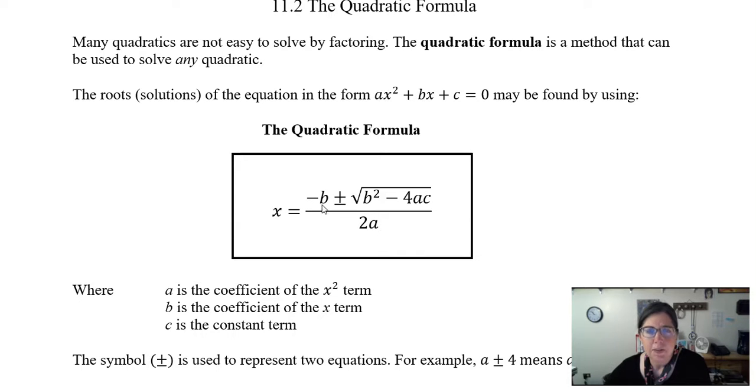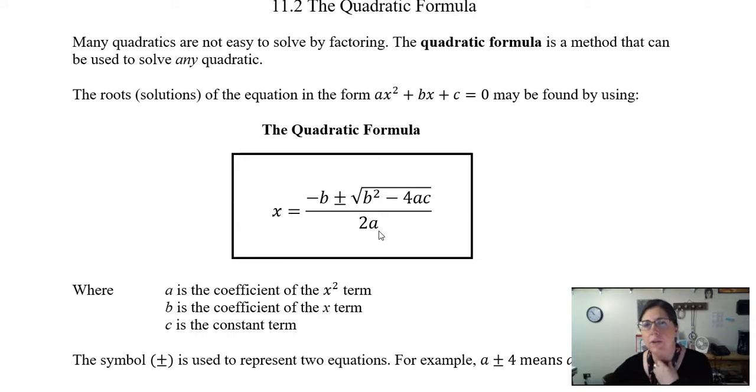It is the opposite of b. Now it's plus or minus, and the reason for that is because you have to do it twice. Every quadratic equation has two answers, and so the plus sign is going to give us one answer, and the minus sign is going to give us a second answer. Then it's the square root of that same b that is being squared, minus 4 times a times c. Now it is all over 2 times a. It's not just partially over. The entire piece up here in the numerator is divided by 2a.